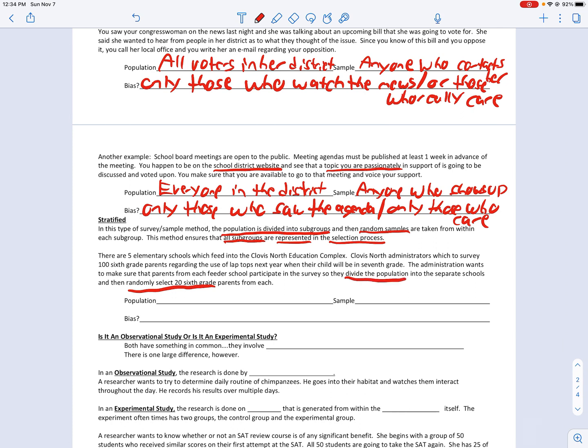So they divide the population. There's 100 6th grade parents, what they're trying to get. So the population would be all 6th grade parents in the CN area. The sample is going to be the 100 6th grade parents.